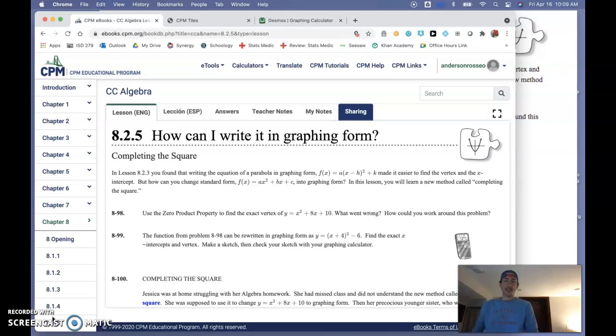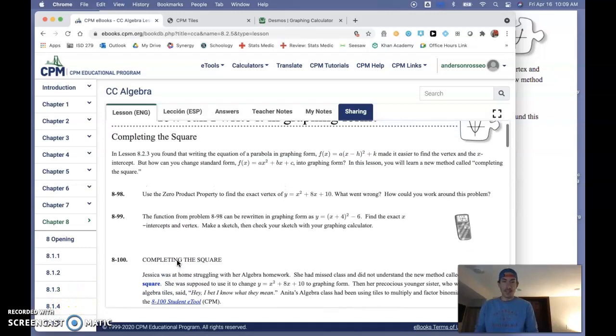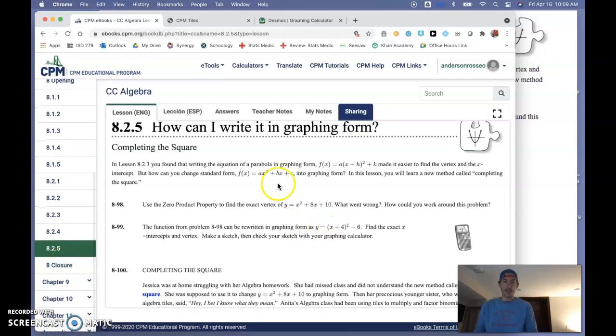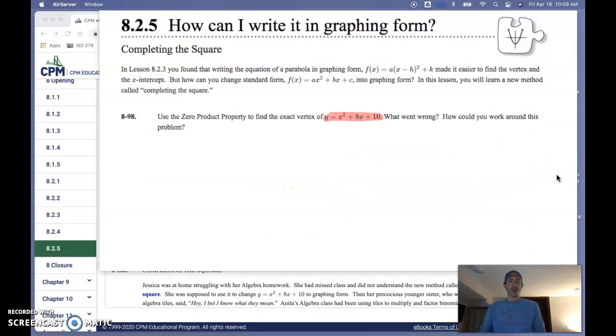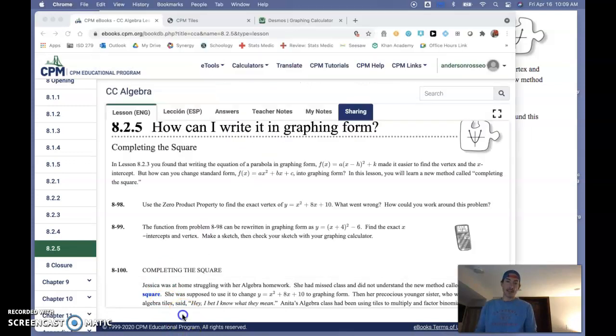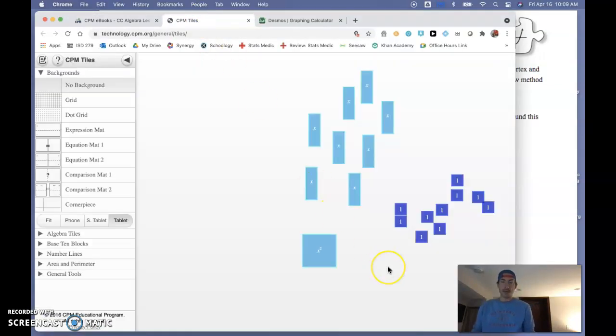As always, I've got some modified notes that I've pulled from our text. This is section 8.2.5, and we're going to look at how we can take a quadratic function in standard form and write it in graphing form. So we're going to start with 8-89, and I've got the function that we're going to use highlighted here. It's y equals x squared plus 8x plus 10, and our job is to use the zero product property to find the vertex of this. Really, this is asking us to do some factoring. We've got the area as a sum here. We want to write the area as a product, and I set this up ahead of time using some CPM tiles.